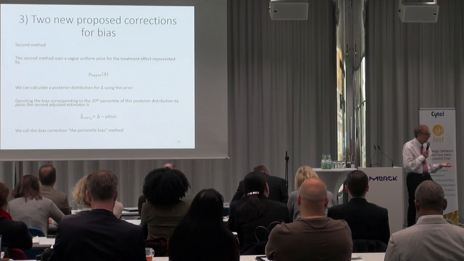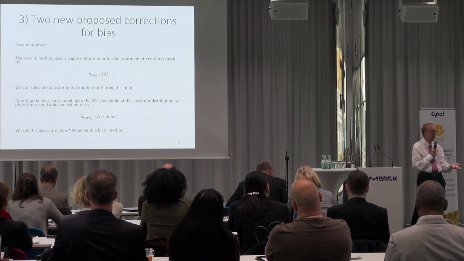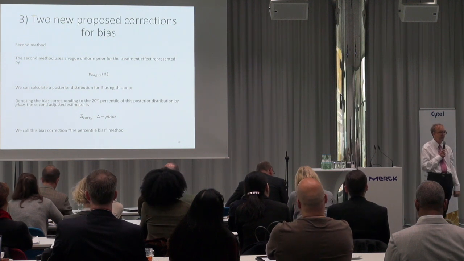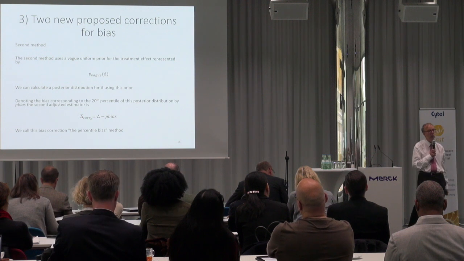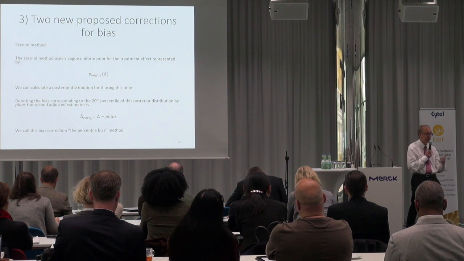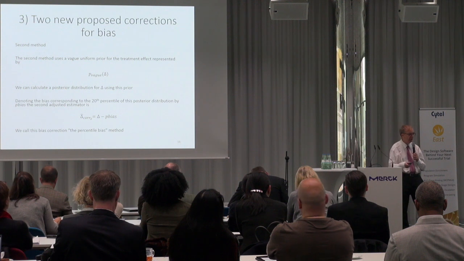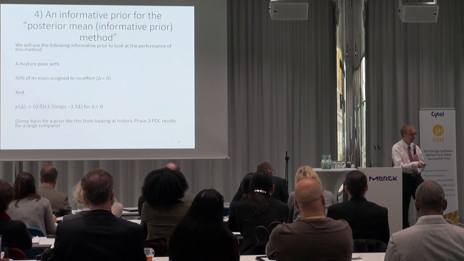So we could get another correction here, delta minus so-called percentile bias, where it's the 20th percentile, which will give us a more conservative adjustment than using the average bias. So we could refer to this as the percentile bias method. So that's a couple of approaches for something you could do to make alternative corrections.